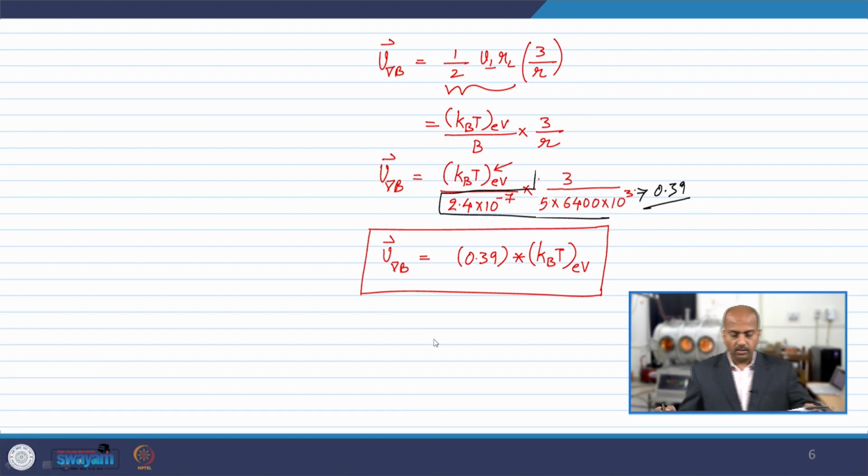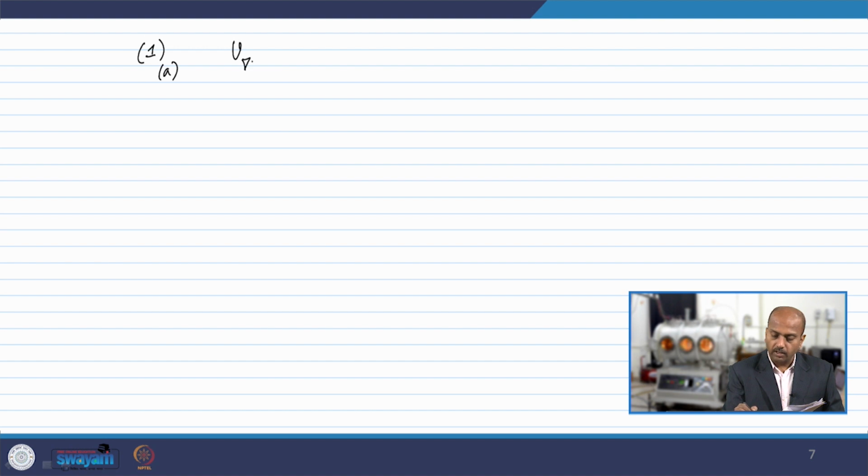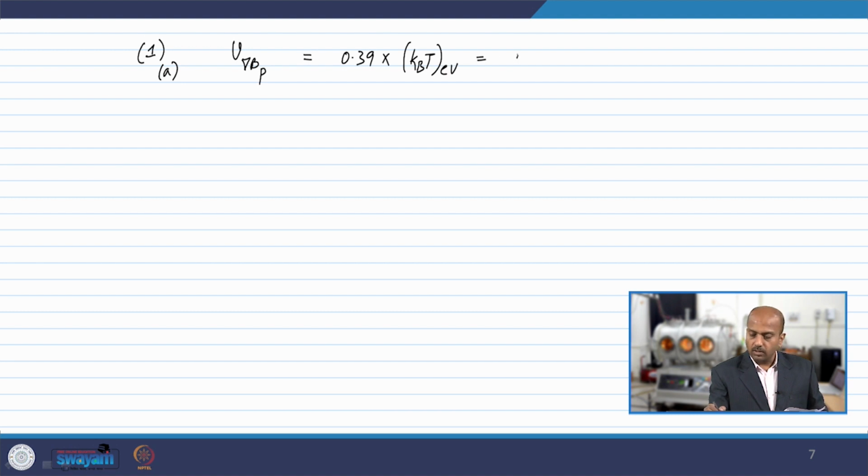Okay. Now, once we have done this, let us go back to the calculation one after the other. The first thing that we are asked is to calculate the electron and ion drift velocities. So, part A, v del B of protons is 0.39 into kBT in eV, which is 0.39 into 1 eV, which is 0.39 meters per second. So, I should have written here v del B.